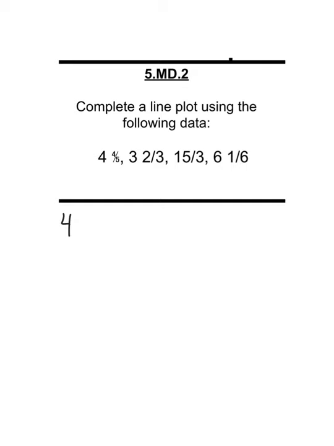We're going to place 4 4/5, 3 2/3, 15 thirds, and 6 1/6 onto our line plot. Let's take a look at these items and see what kind of a common denominator we can come up with. We need to find the least common multiple for 5, 3, and 6.